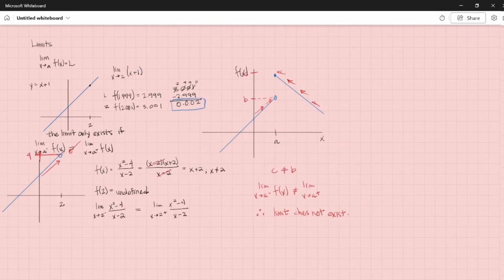So essentially, the limit is a tool that we use to observe a function's behavior at a point where the function is not necessarily defined. And I think that that is a good introduction to limits.